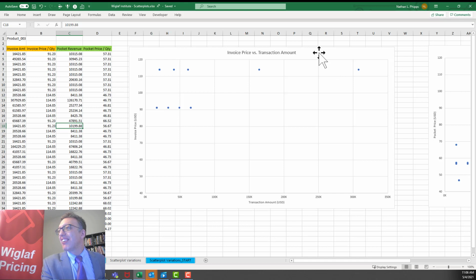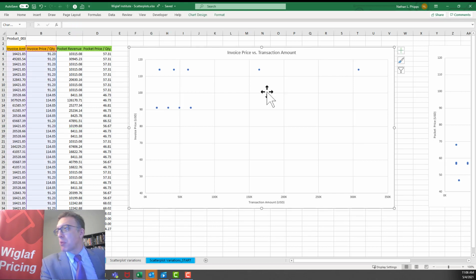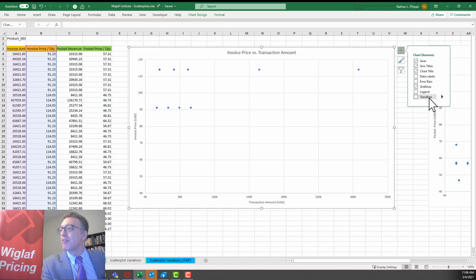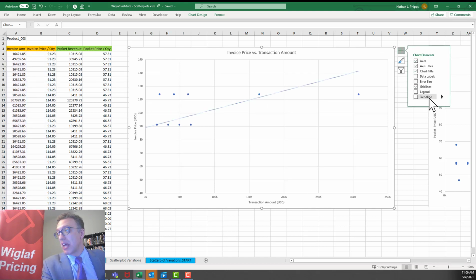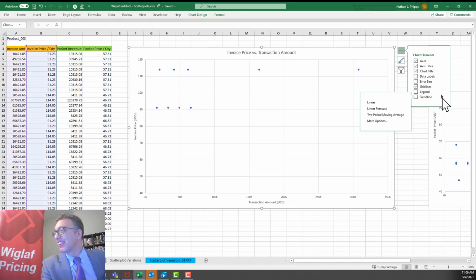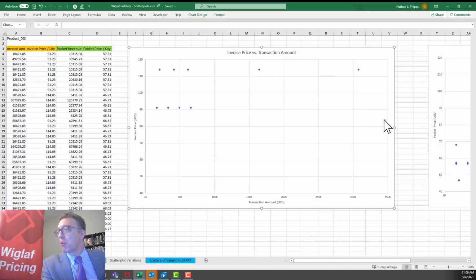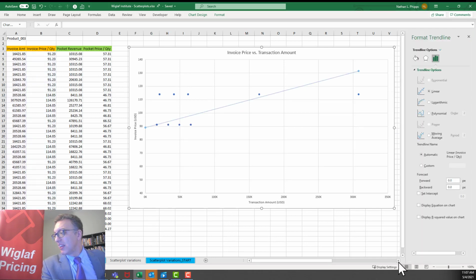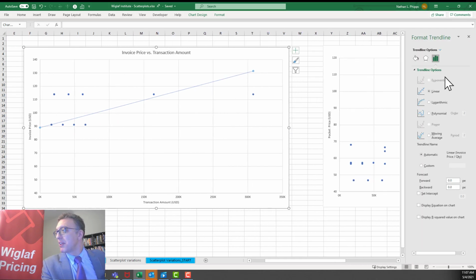So let's start here with the invoice price versus transaction amount. Just select the chart, and in the upper right, hit the plus button. The very bottom option is your trend line. Now there are quite a few options here, so just click on the arrow and then the more options. Let's move this over just a bit.